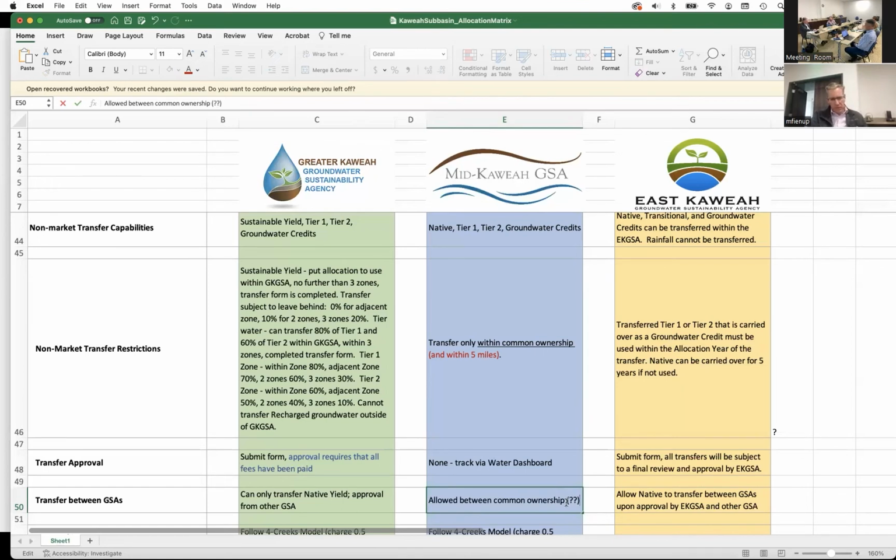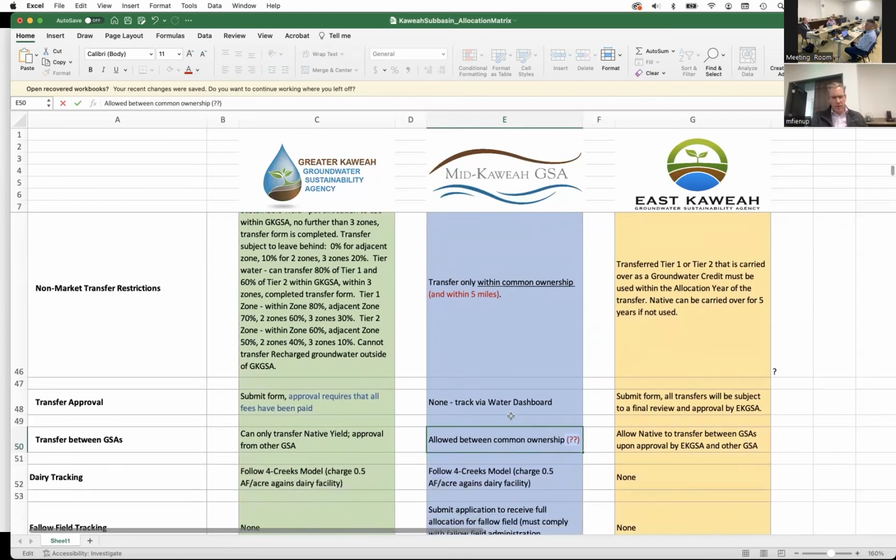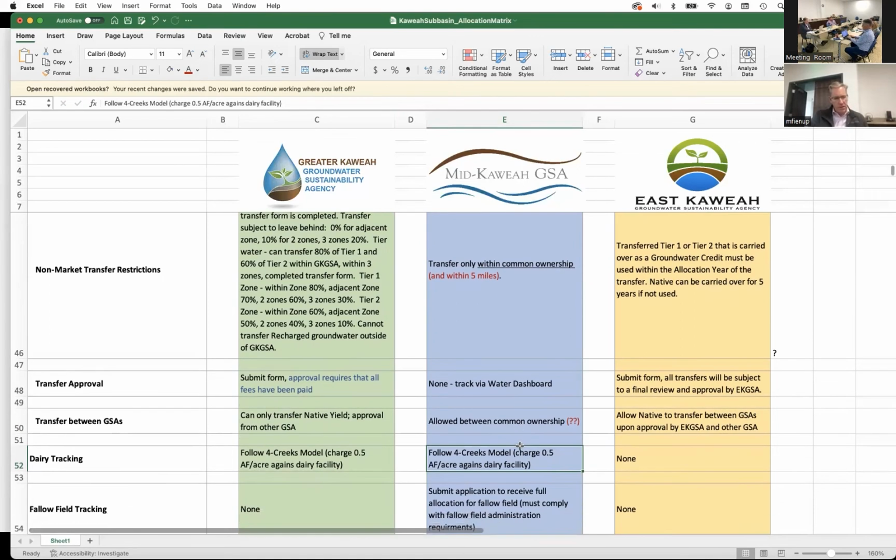So, okay. So this one, then I'm going to just put a question mark next to this, but there's some details missing. One of the great things I think what Matthew was talking about is this exercise highlighted where, again, like what I'm taking the Mid-Kaweah, some of these things are going to need to be incorporated into our rules and regulations.